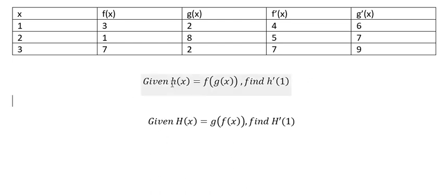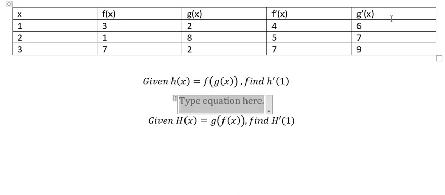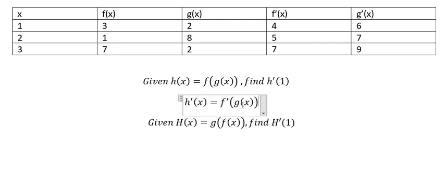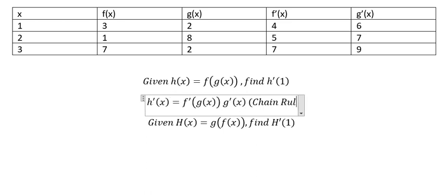So if we do first the derivative of this one, we will have like this. This is about the chain rule of the derivative. Now we put number 1 going here and here.